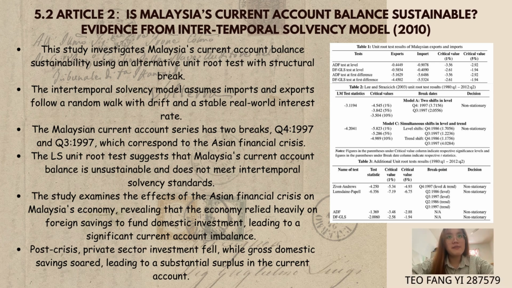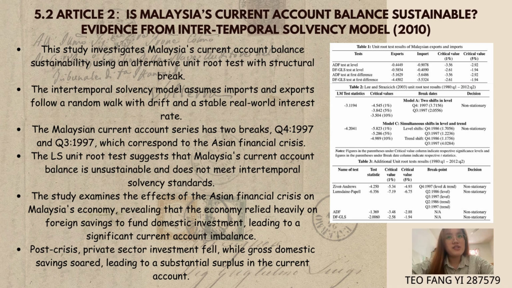evident from the Intertemporal Solvency Model, 2010. This study investigated Malaysia's current account balance stability using an alternative unit root test with structural breaks. The intertemporal solvency model assumed that imports and exports follow a random walk with drift and a stable real world interest rate. The Malaysia current account series had two breaks, which are Quarter 4 1997 and Quarter 3 1997, which correspond to the Asian financial crisis.